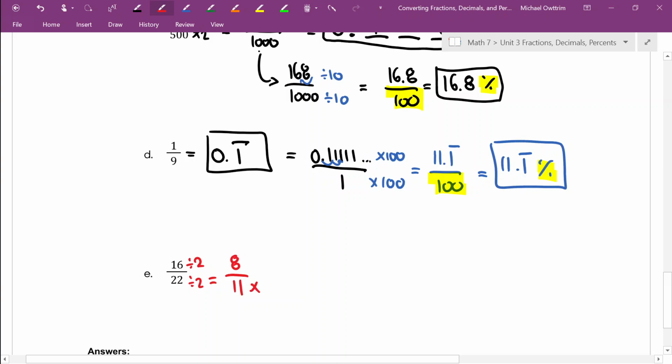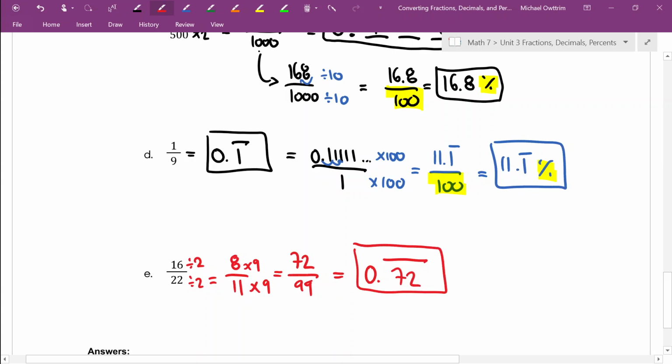Well, 11 is a number that I do know how to make into 99 by multiplying it by 9. If I multiply the bottom by 9, I'll multiply the top by 9 as well. That gives me 72 out of 99. 72 out of 99 is going to be a repeating decimal with 2 repeating digits. And those repeating digits are my 7 and my 2 from the top of my fraction.